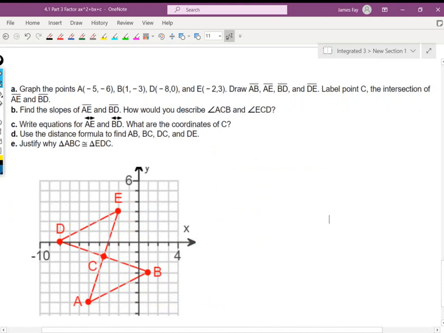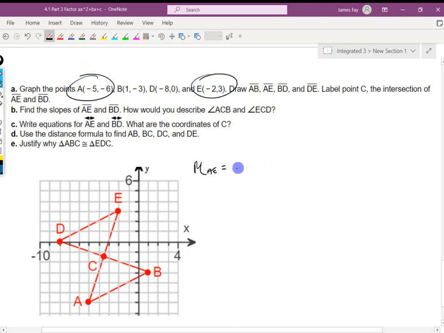All right, so it says graph those. Label C is the intersection of AE and BD. It says find the slopes of AE. So I'm going to find the slope of AE. I'm going to use A, which is at -5, -6, and E, which is at -2, 3, right?